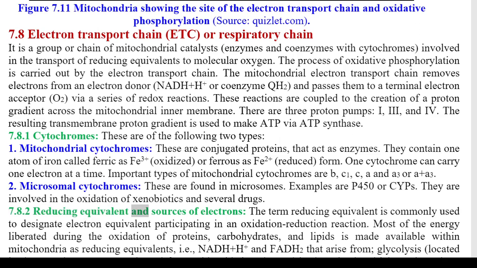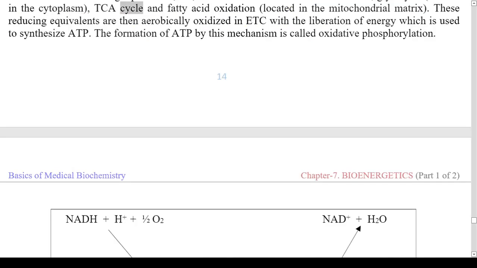7.8.2 Reducing equivalent and sources of electrons. The term reducing equivalent is commonly used to designate electron equivalent participating in an oxidation-reduction reaction. Most of the energy liberated during the oxidation of proteins, carbohydrates, and lipids is made available within mitochondria as reducing equivalents, i.e., NADH plus H+ and FADH2 that arise from glycolysis, located in the cytoplasm, TCA cycle, and fatty acid oxidation, located in the mitochondrial matrix.